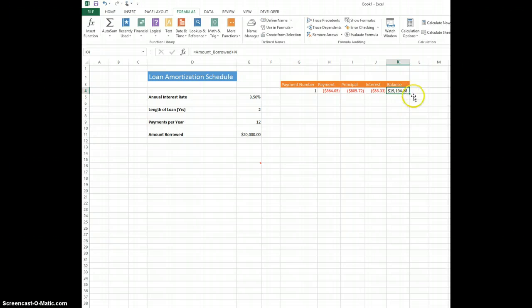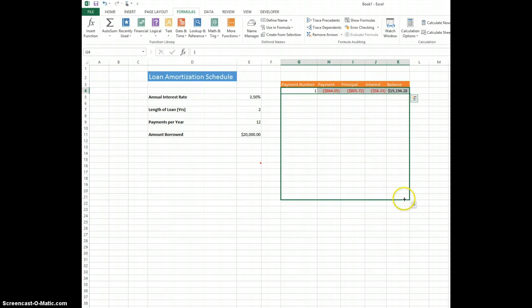Now, to complete the amortization schedule, you have to pull it down, but you have to bear this in mind. You're not always going to be deducting it from the 20,000. Otherwise, you'd just be deducting whatever payment is from 20,000 every time. So you'd still end up with a balance of 19,000. I'll show you where you could go wrong.